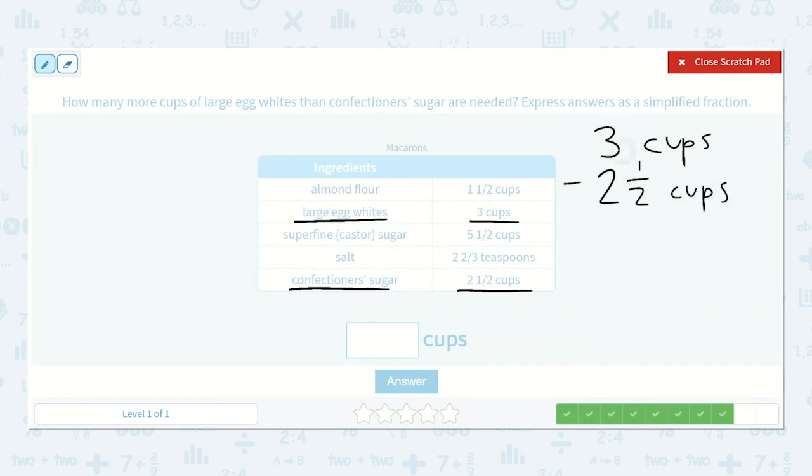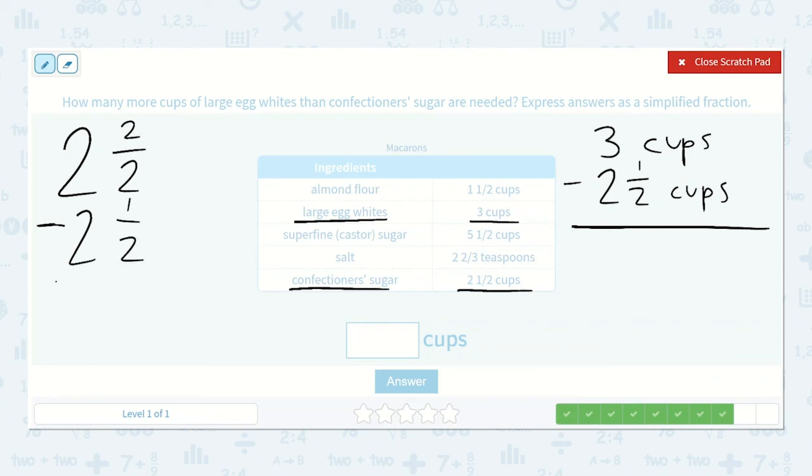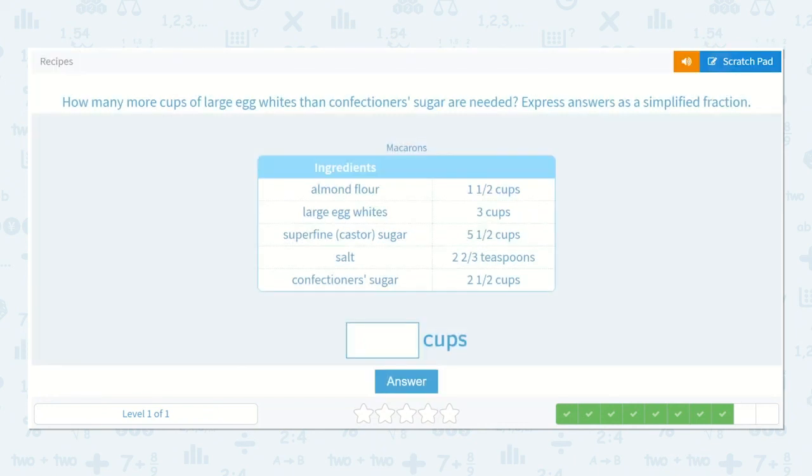We could break apart our 3. We could say it is 2 2/2, because that would equal 3. So if we write 2 2/2, which is equal to 3, minus 2 1/2, 2/2 minus 1/2 is 1/2. 2 minus 2 is 0, so we can leave it blank. So our answer is 1/2.